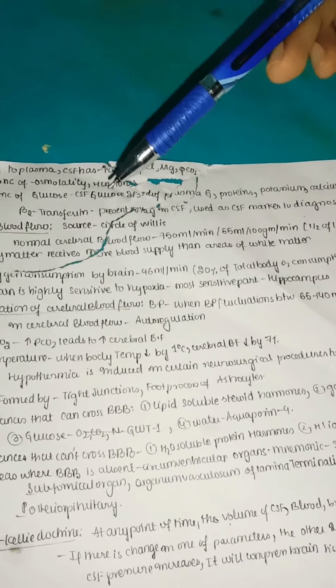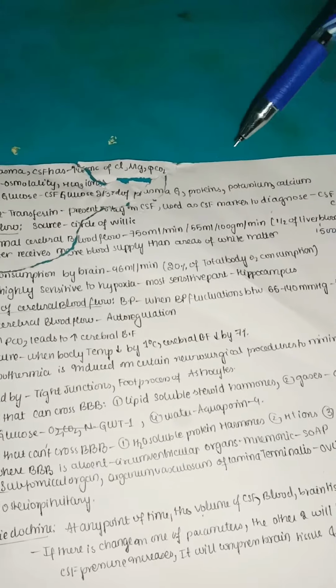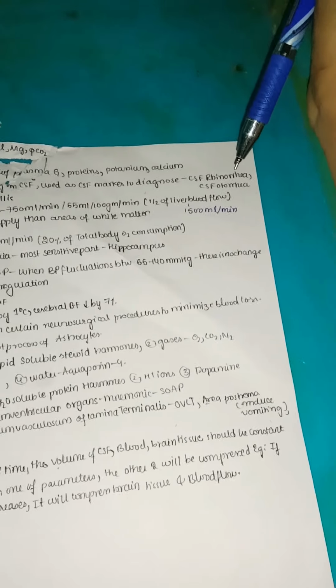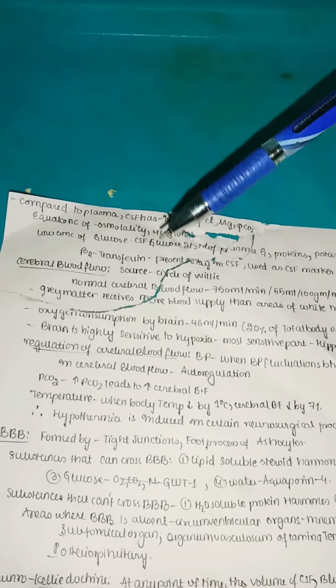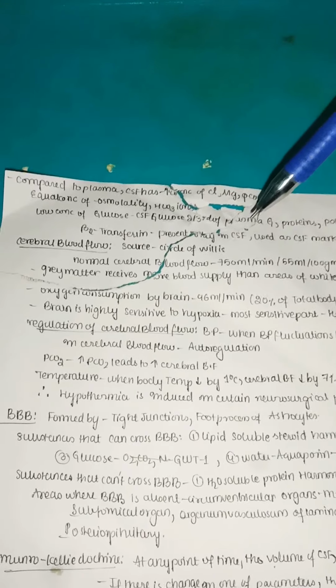And next, beta-2 transferrin is present only in CSF, and it is used as a CSF marker mainly to diagnose CSF rhinorrhea and also CSF otorrhea. So these are diagnosed by the CSF marker beta transferrin, which is present only in CSF.